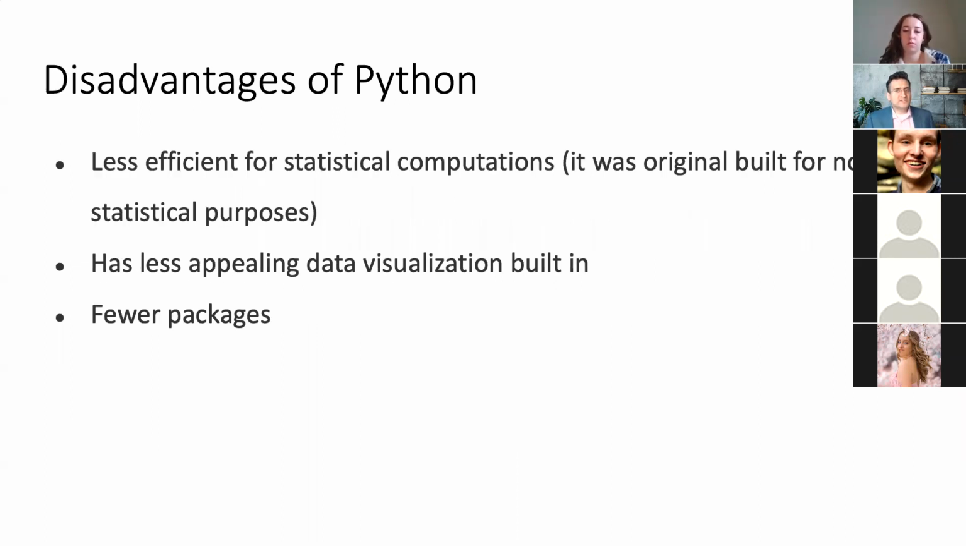Disadvantages: less efficient for statistical computations, because it was not built for that originally. It was built for making other kinds of things. It is not as appealing. It's not beautiful. When you start coding in it, it gives you a headache. It gave me lots of headaches. The data visualization is not as appealing as you have in R, and there are fewer packages, but still, it's quite powerful. I've benefited from it. But if you ask me, I'll go for R if I want to learn this, because R has more beautiful visualization. And I think beauty is everything. So, you know, that matters.